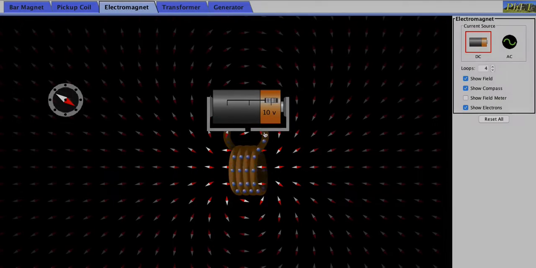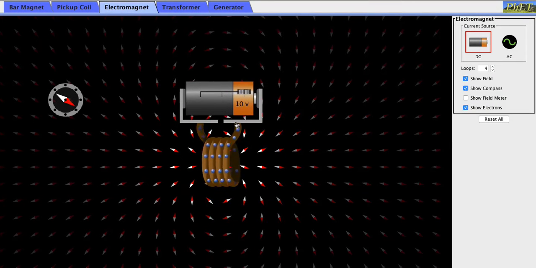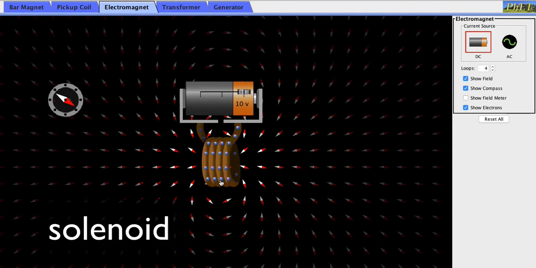Let's take a look at an electromagnet here. Now you'll see here that we have a battery that's a 10-volt battery. I'm running a direct current through this wire. So you're noticing that the electrons are moving. Now if you recall from section 2, when I have a coil and I have electrons being run through it, I have an electrical current, that's what's called a solenoid.